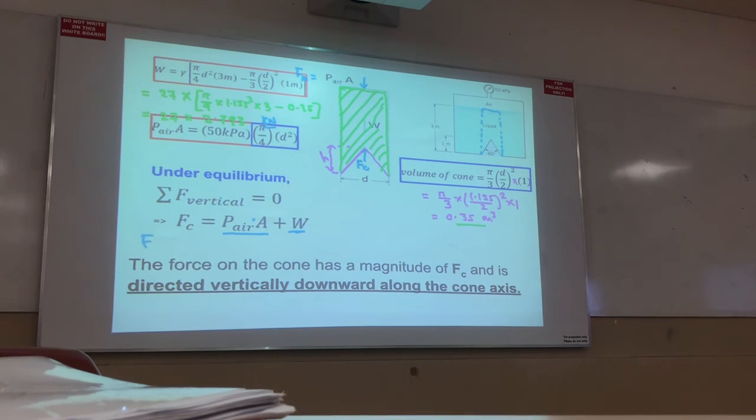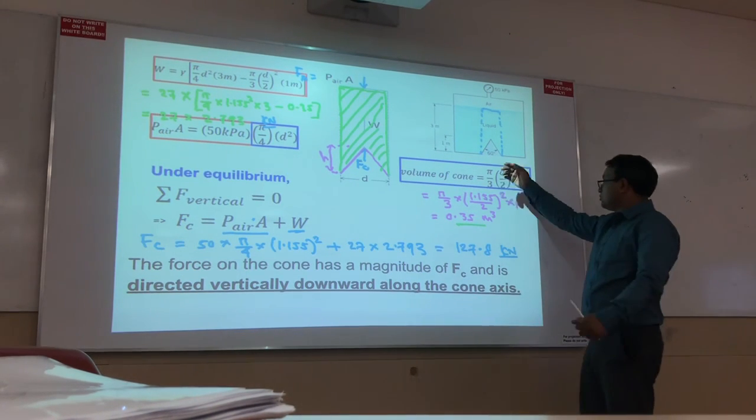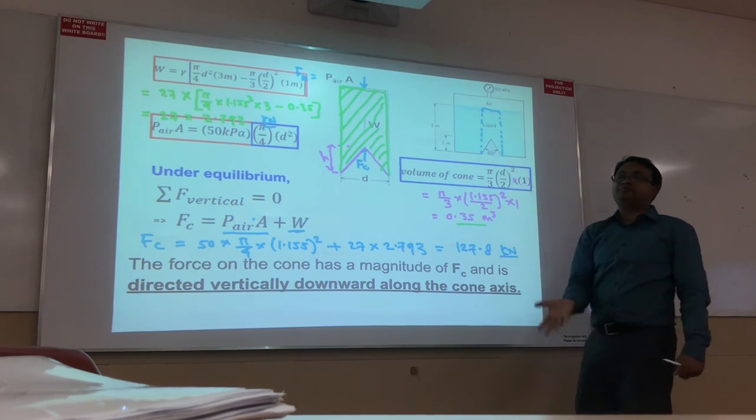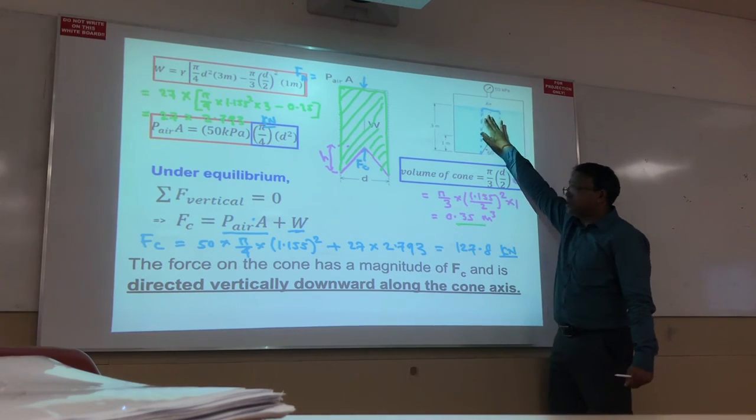Then I can get Fc becomes air pressure, I can get 50 times pi by 4 times 1.155 square plus W, which is 27 times 2.793. After multiplication I get 127.8 kilonewton. This is the answer. This is the total amount of force that is acted here. Okay? Because it captures the whole weight. This cone captures the whole weight of the air and the liquid.